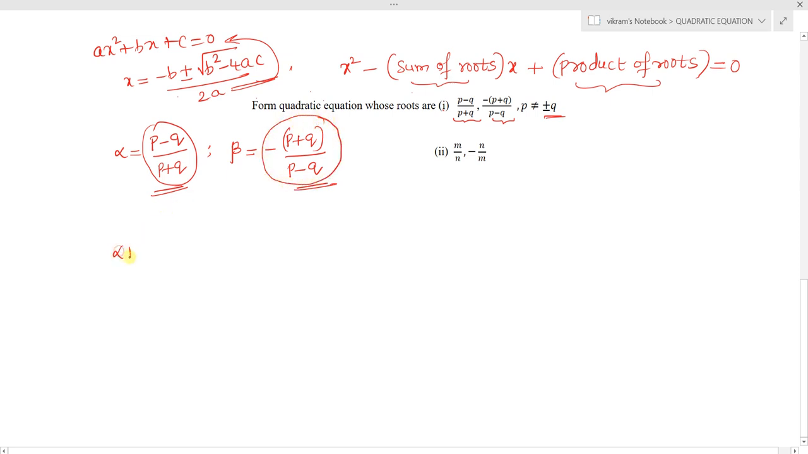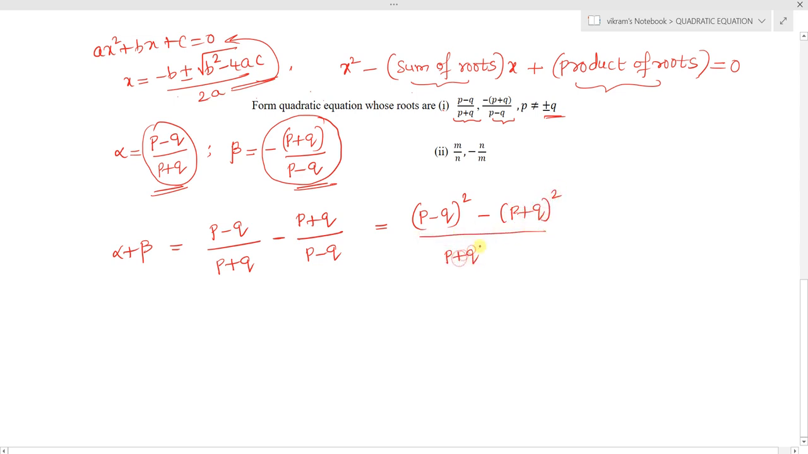Then if we form the sum of the roots, what is it? Alpha plus beta equals (p minus q) by (p plus q), and beta is minus (p plus q) by (p minus q). Then if we simplify this, what will we get? (p minus q) whole square minus (p plus q) whole square by (p plus q) into (p minus q).